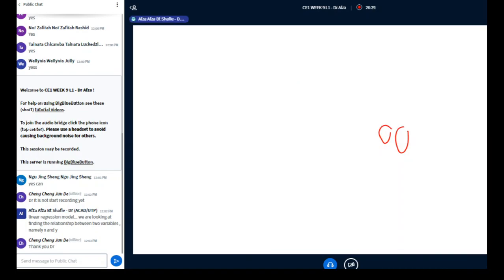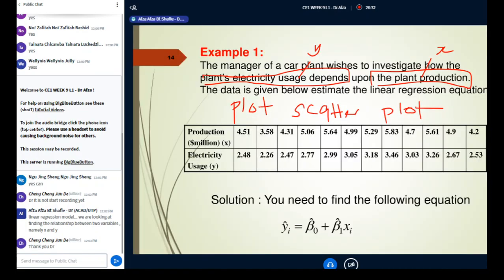So in this case, if I plot this, I should be able to get something that tells me that it's possible to fit the equation. I didn't plot for this one. The next thing now is, because it says here you want to estimate the linear regression equation, you basically want to find what is this equation: beta naught hat plus beta 1 xi. So identify your x, identify your y, then we do it.